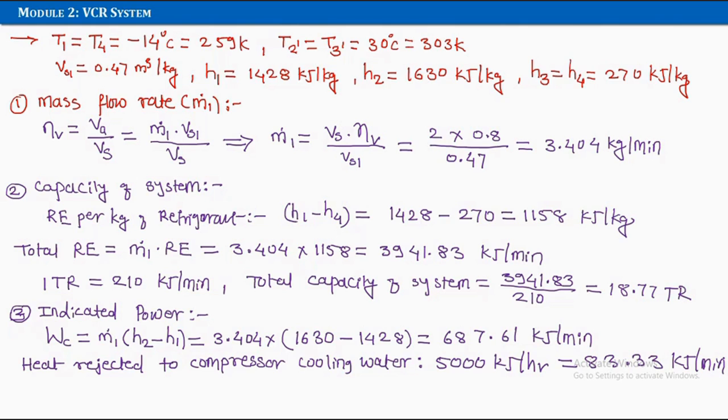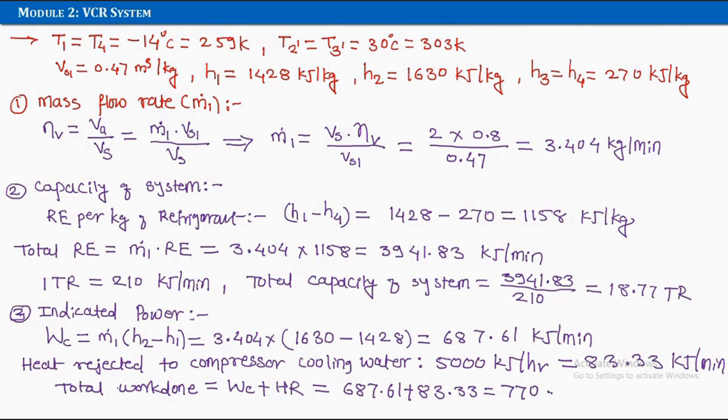So what would be the total work done? Total work done would be equal to WC plus this heat rejected. So it is equal to 687.61 plus 83.33, which is equal to 770.94 kilojoule per minute.